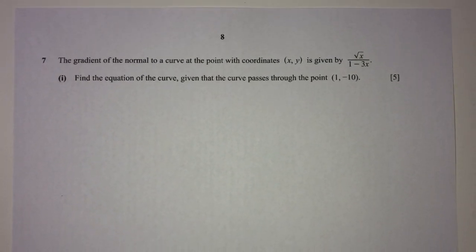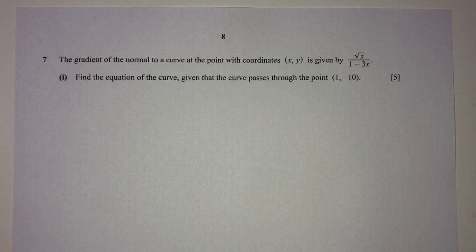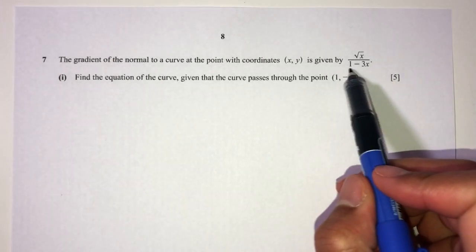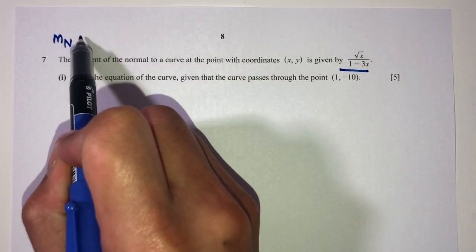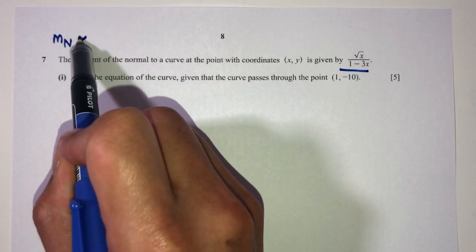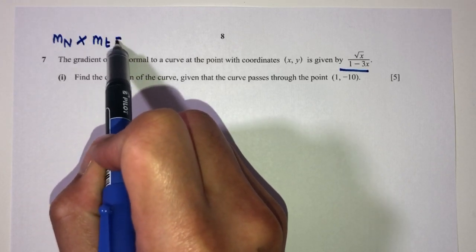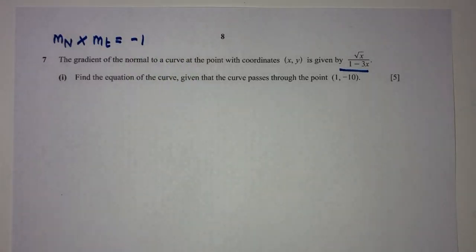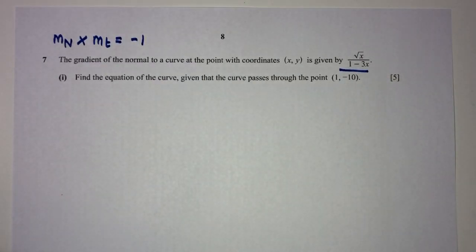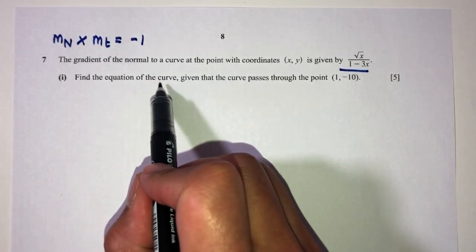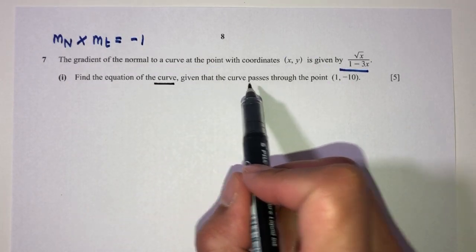Now question number 7. The gradient of a normal to a curve at a point is given by this. So the gradient of a normal times the gradient of a tangent is supposed to give you -1. That's something we have to know. But for now, we have this information. Now, find the equation of the curve given that the curve passes through this point.